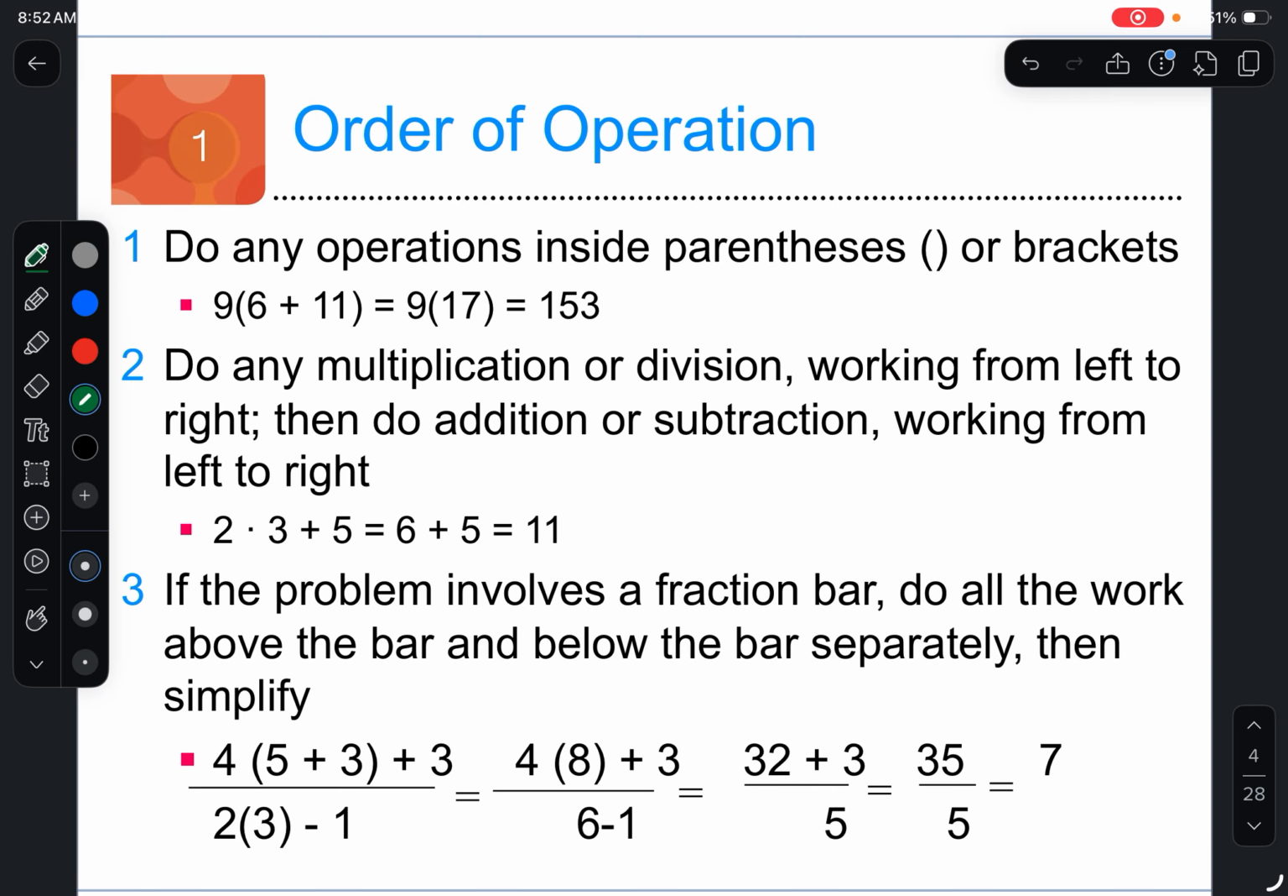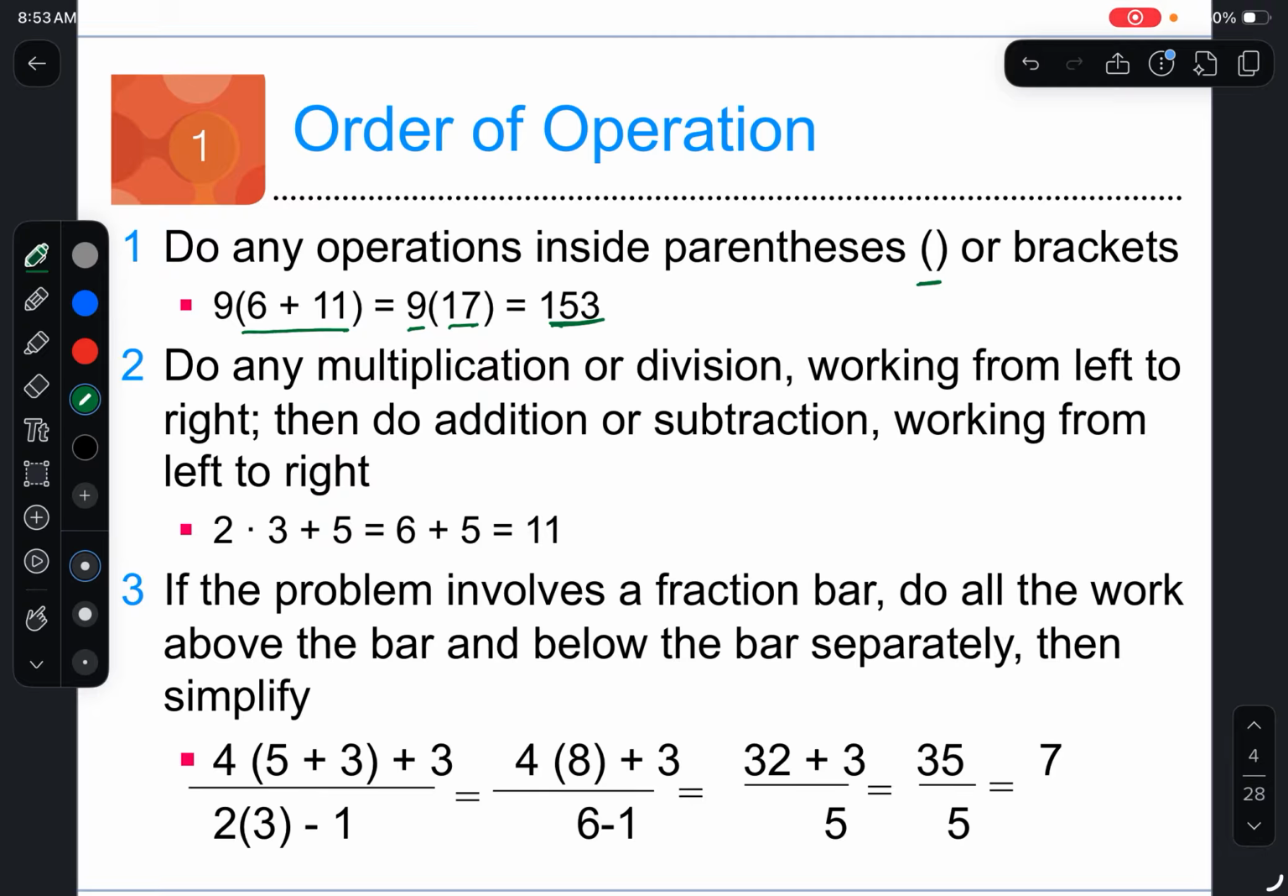The first thing we have to review is our order of operations. That is going to be very important as we move through the semester doing a variety of physics problems. Our order of operations tells us that anything inside parentheses or brackets, you want to do first. For example, we have 9 times, in parentheses, 6 plus 11. That rule tells us we must add 6 plus 11, which gives us 17, and then we can multiply it by 9, which gives us an answer of 153.